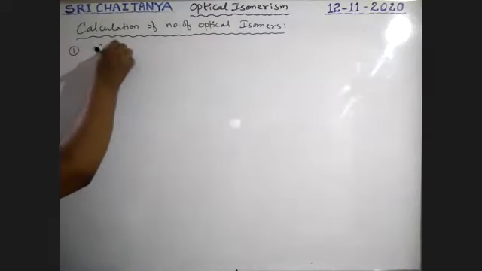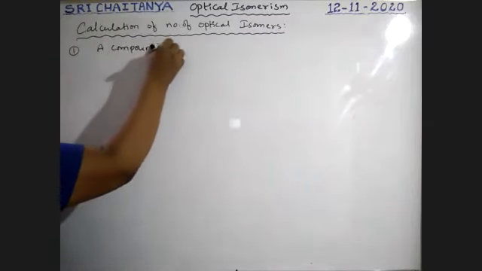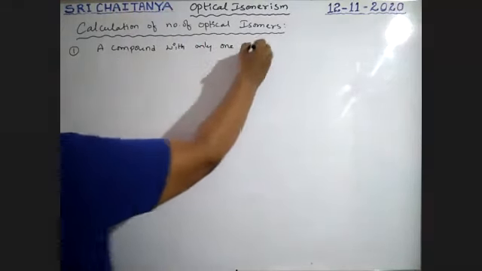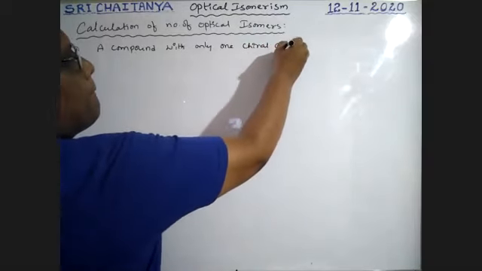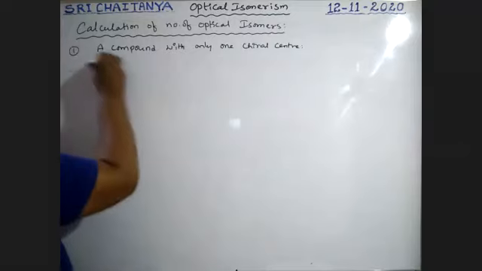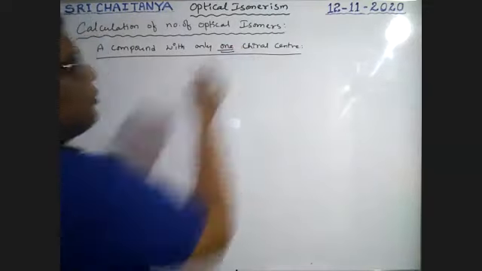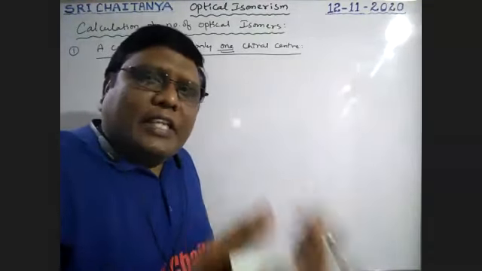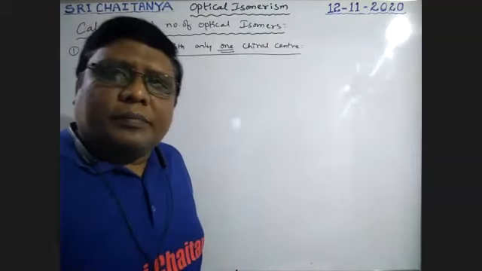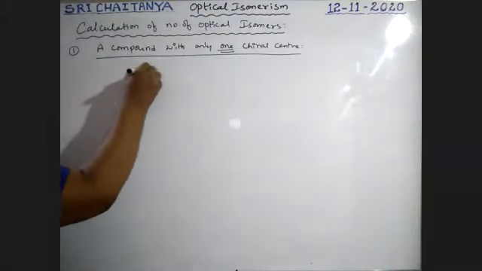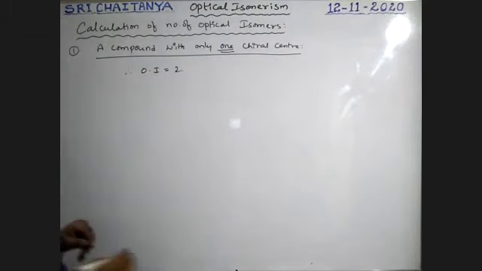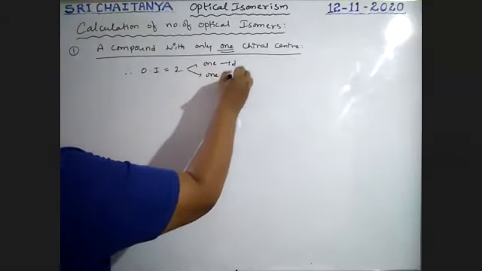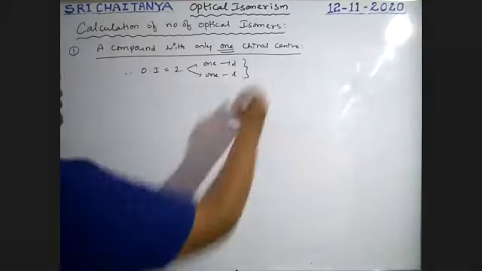A compound with only one chiral center, boys. If a compound has only one chiral center, it is always optically active: one is the dextro form, another is the levo form. Always 2 isomers are possible. Therefore, optical isomers is equal to 2. In this 2, one is the D form, one is the L form.